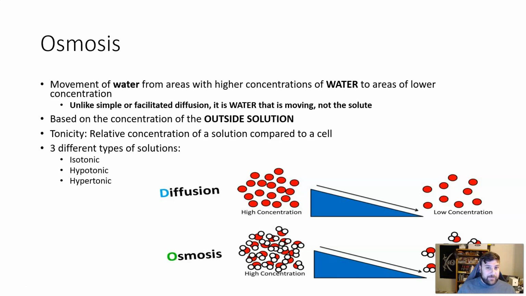And I talked about these in class. I want to go through all three of these. So to start with, remember, tonicity is the relative concentration of the solution that is outside of the cell. Since the concentrations inside are relatively stable, there's not going to be too much change from cell to cell. But the stuff outside can change greatly.